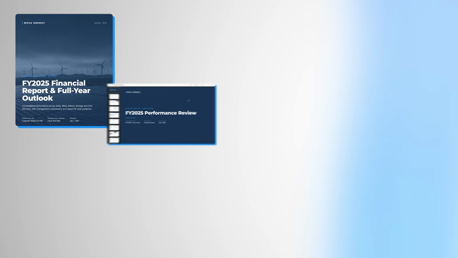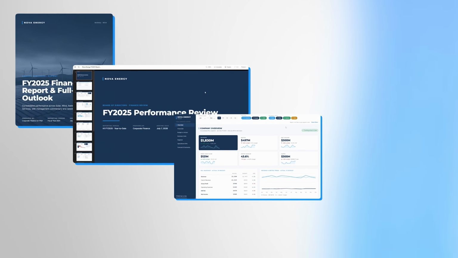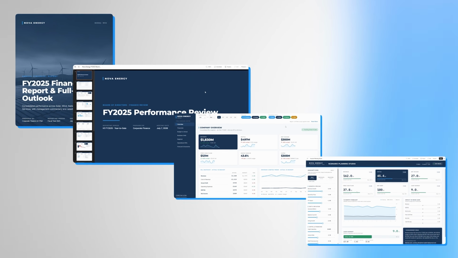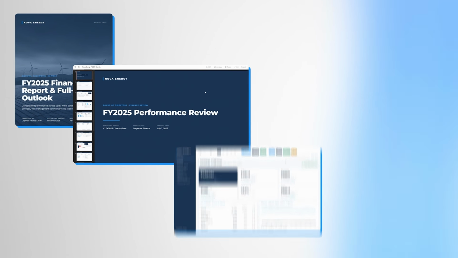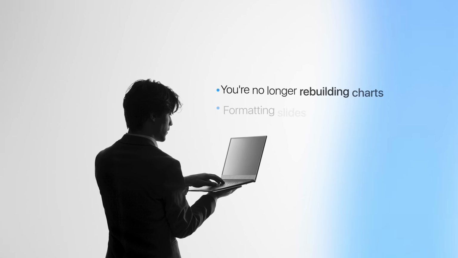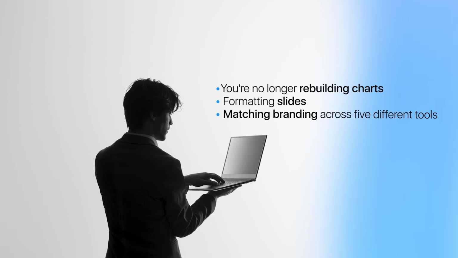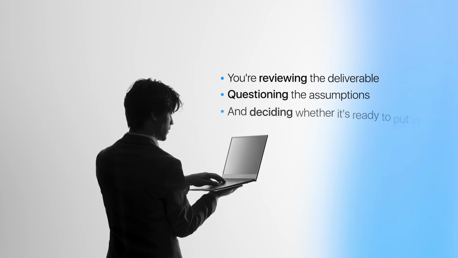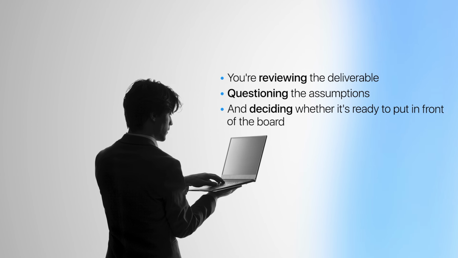So that's 4 finance builds from a single project folder: a publication-ready report, a board deck, an interactive FP&A command center, and a scenario planning studio, all sharing one design system, all built by pointing Claude at the same files. What changes for you is the production work. You're no longer rebuilding charts or formatting slides or matching branding across 5 different models. You're reviewing the deliverable, you're questioning the assumptions, and you're deciding whether it's ready to put in front of the board. Claude handles the build, but the judgment stays yours.